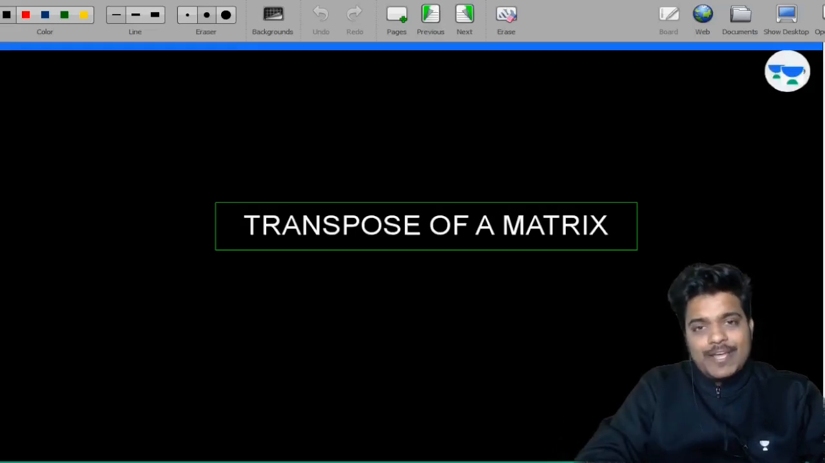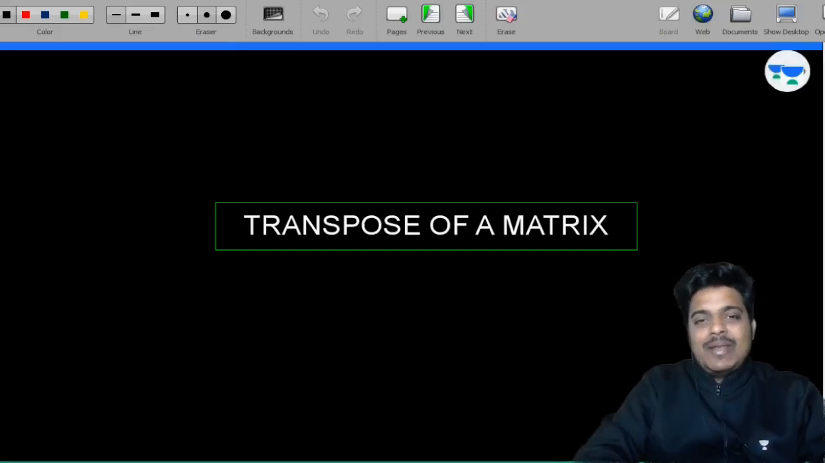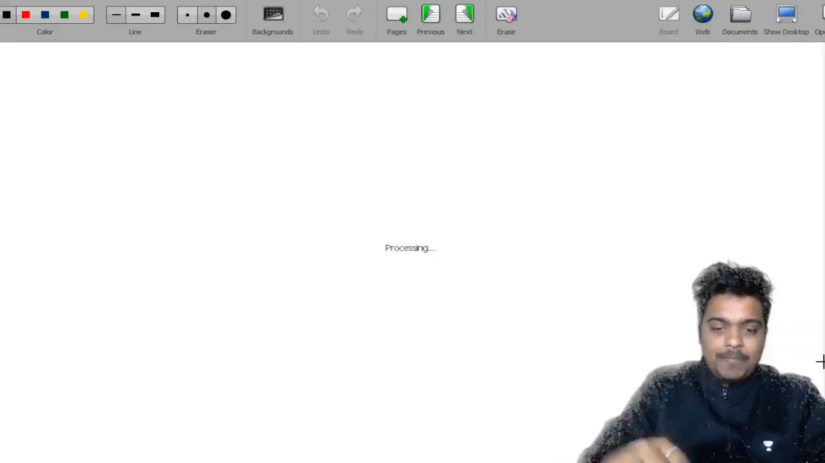So the next topic that we are going to discuss today is transpose of a matrix. What do you mean by transpose of a matrix? Where is it used while solving questions, and how do we perform the operation with the help of which we can transpose a matrix? So hello everyone, my name is Prakhar Shrivastava and let us discuss the topic.